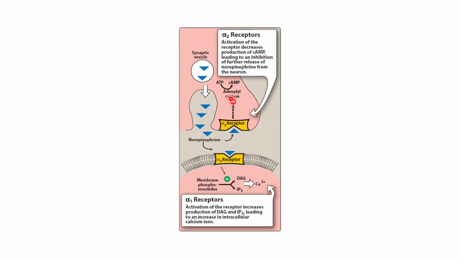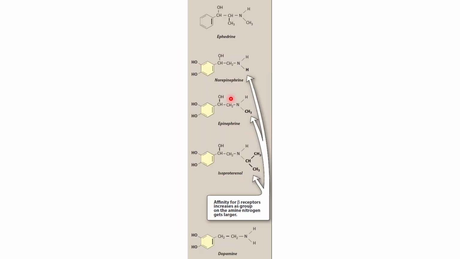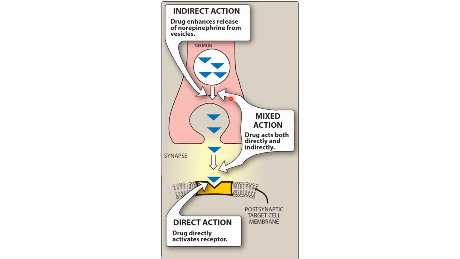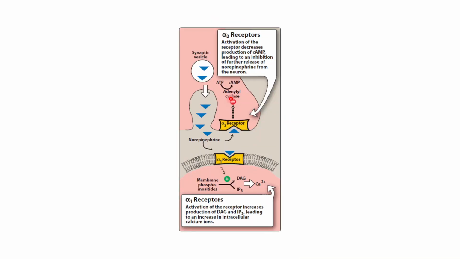The stimulation of alpha 1 receptors produces a vasoconstriction, while stimulation of the beta receptors usually produces tachycardia.